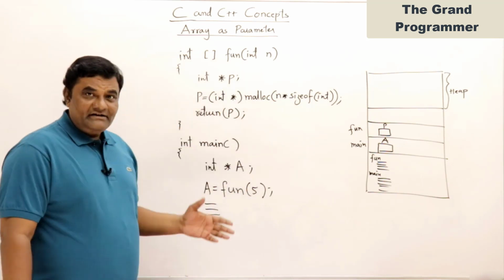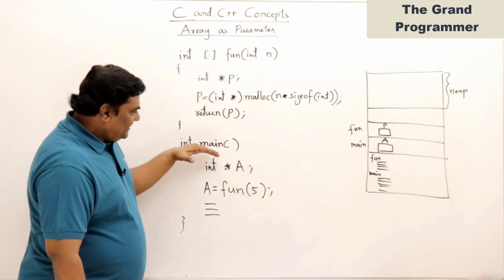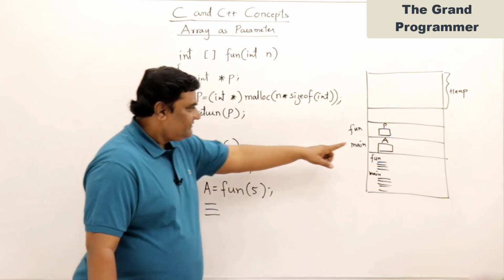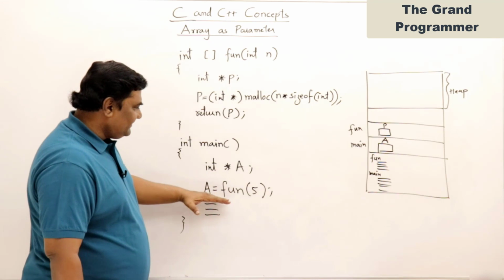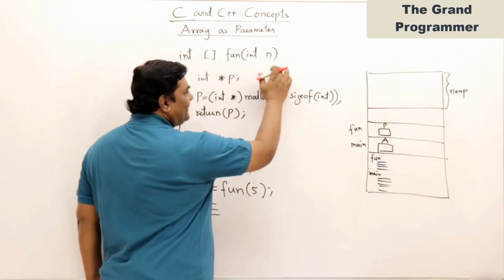If we see the working, let us look at the working now. Let us start from the main function. The main function is having a pointer. Then it is calling function fun by passing 5. Function fun is called. It is taking a parameter n.